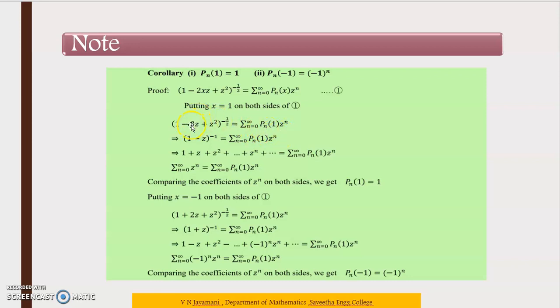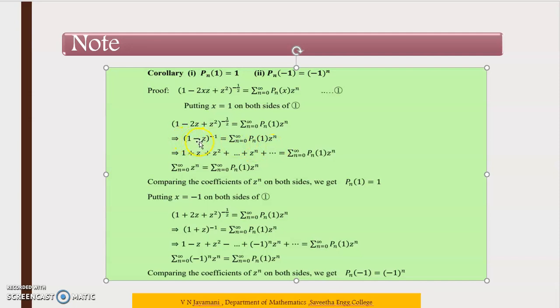So here we can simplify, that is this can be expanded as (1 - z)². That is, we know the formula for (a - b)² = a² + b² - 2ab. So likewise (1 - z)² expansion is 1 - 2z + z². So the power -1/2 is already there. So just combining, we will get (1 - z)^(-1) = summation n = 0 to infinity Pn(1) z^n.